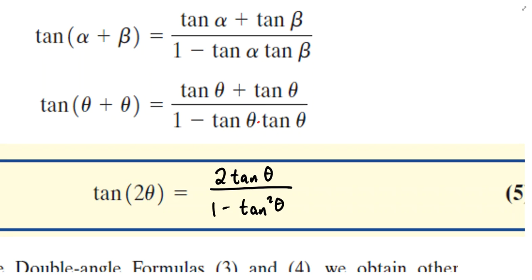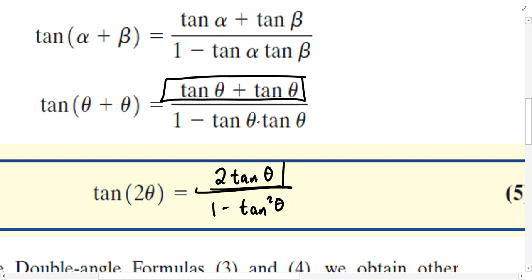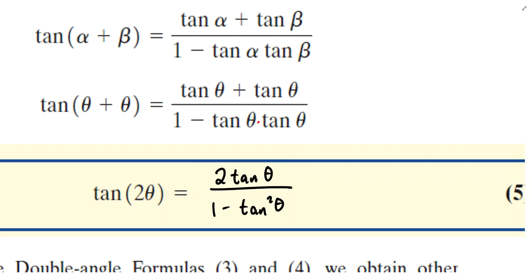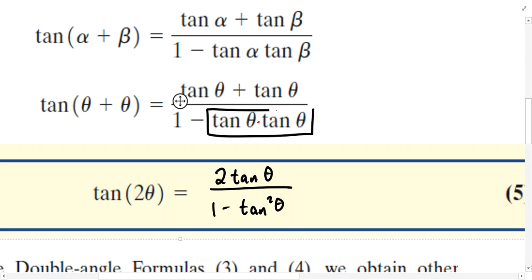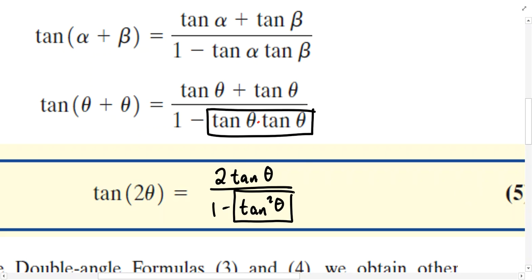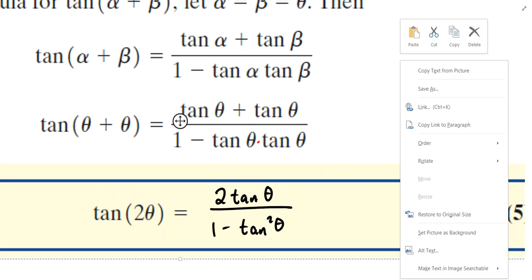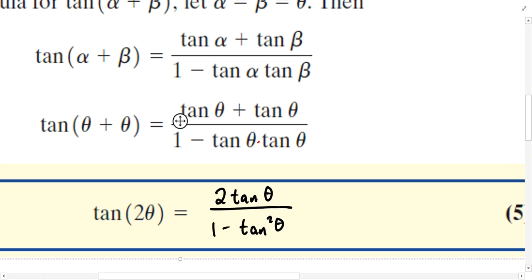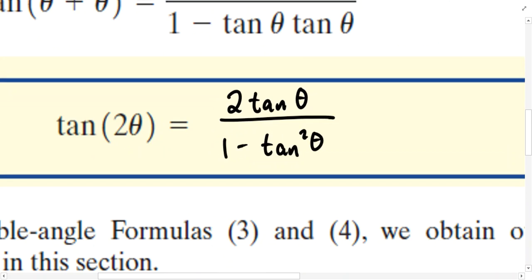And here we have it. In the numerator, tangent theta plus tangent of theta is the same as 2 tangent theta. And in the denominator, 1 minus tangent theta times tangent theta is 1 minus tangent squared of theta. So our double angle identity for tangent looks something like this.